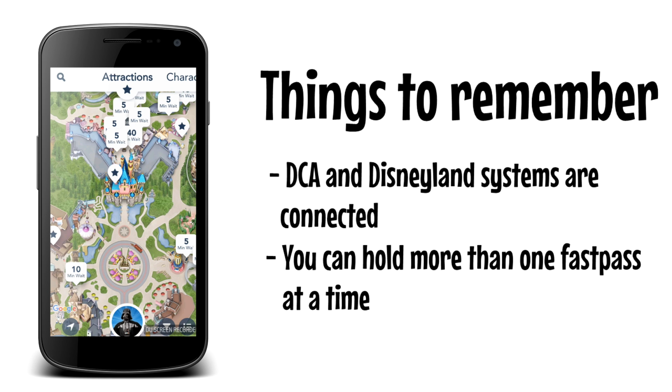For example, it's 10 a.m. and you booked a FastPass for the Matterhorn for 10:30 a.m. that expires at 11:30 a.m. Meanwhile, you would be eligible in 30 minutes to book another FastPass at 11 a.m. Thus, for that half hour, you hold two FastPasses.